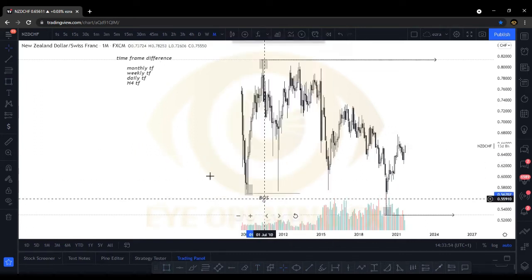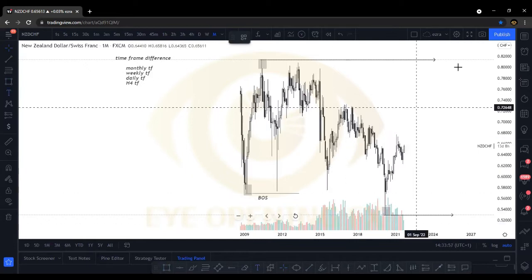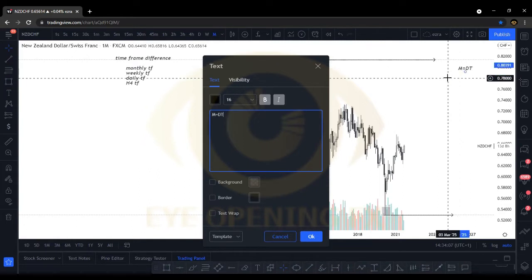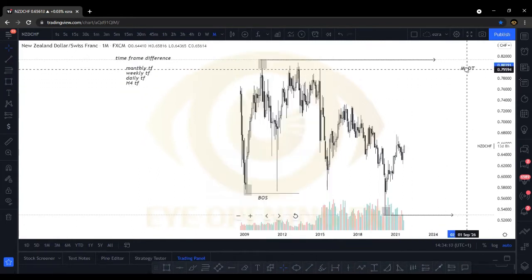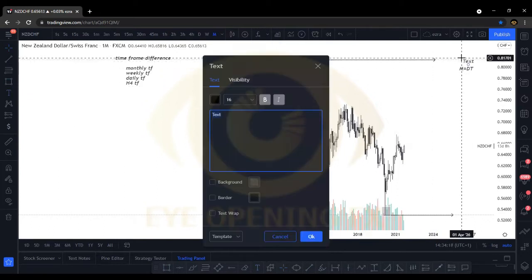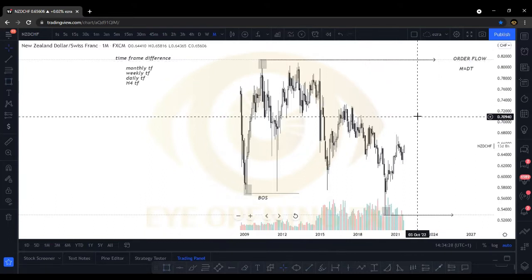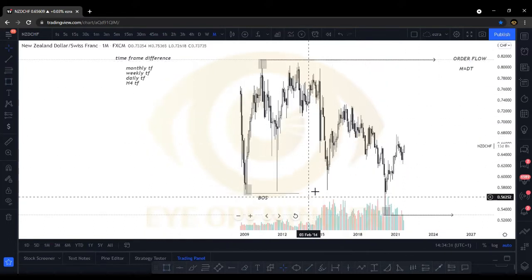Monthly break of structure. So you note it. You denote it at the side of your chart as M equals DT, that is downtrend. So the order flow on this time frame is downtrend. This is one. Now, this is on this monthly time frame.